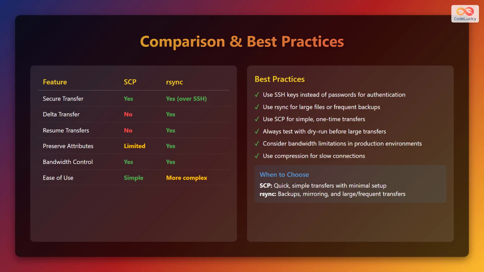For best practices, use SSH keys instead of passwords for authentication to enhance security. Use rsync for large files or frequent backups to take advantage of its delta transfer capabilities. Use SCP for simple, one-time transfers where efficiency is not critical. Always test with a dry run before performing large transfers to avoid unintended changes. Be mindful of bandwidth limitations, especially in production environments, and use compression for slow connections. In summary, choose SCP for quick, simple transfers with minimal setup, and rsync for backups, mirroring, and large or frequent transfers where efficiency and data integrity are paramount.